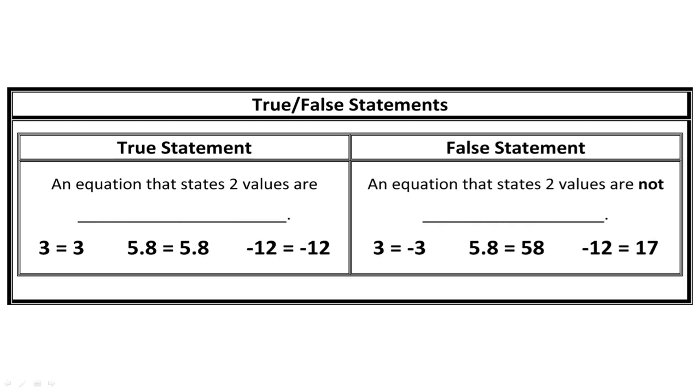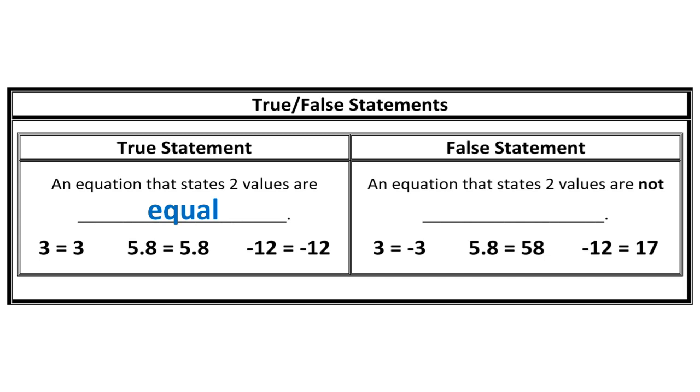After solving an equation, we can always make sure that it fits all three levels of understanding what an equation is and what solving an equation means. Another way to mathematically check that we're correct is by checking for true or false statements. A true statement is that an equation states two values are equal. 3 equals 3, 5.8 equals 5.8, negative 12 equals negative 12. These are all true. These values equal each other.